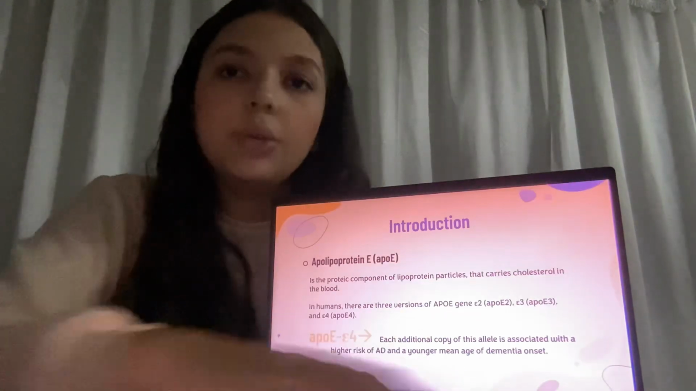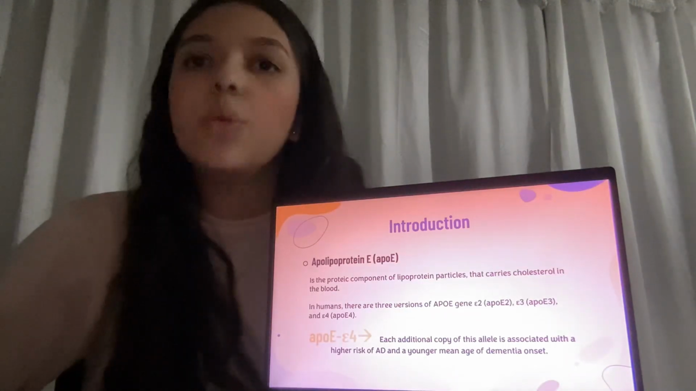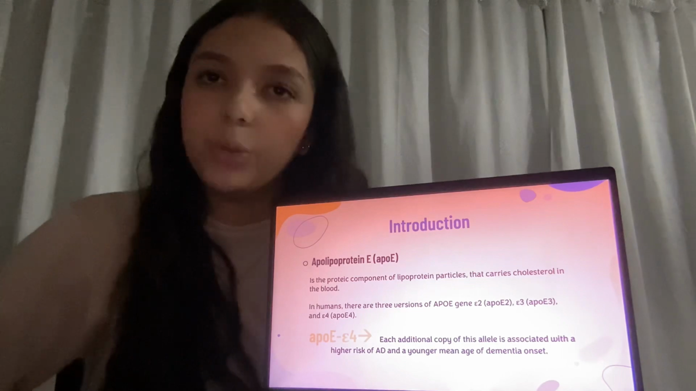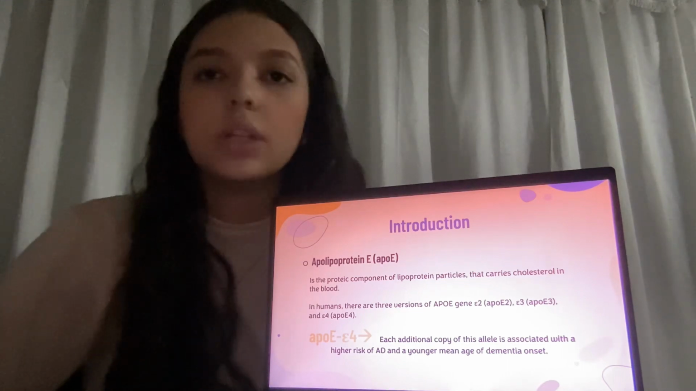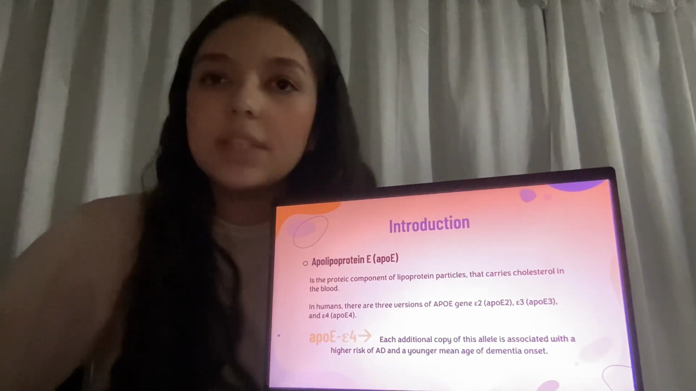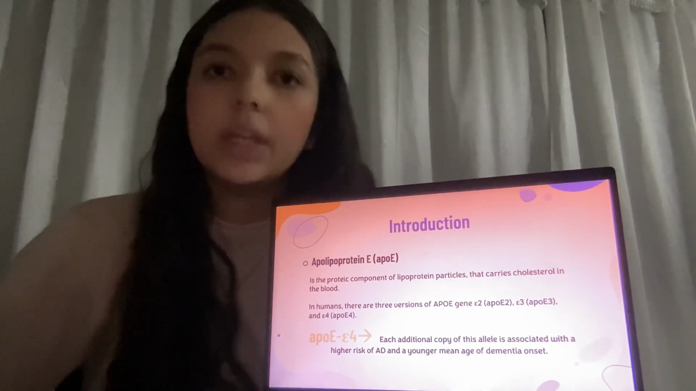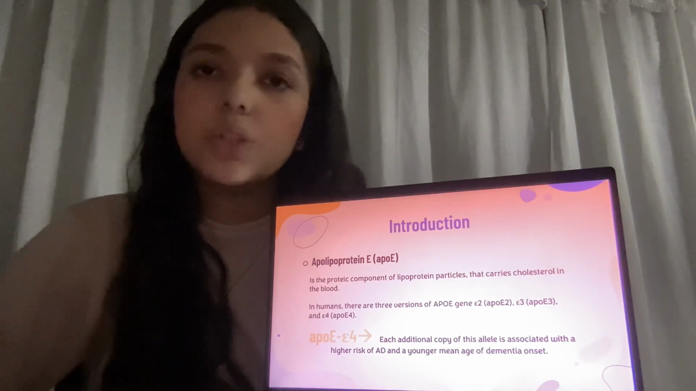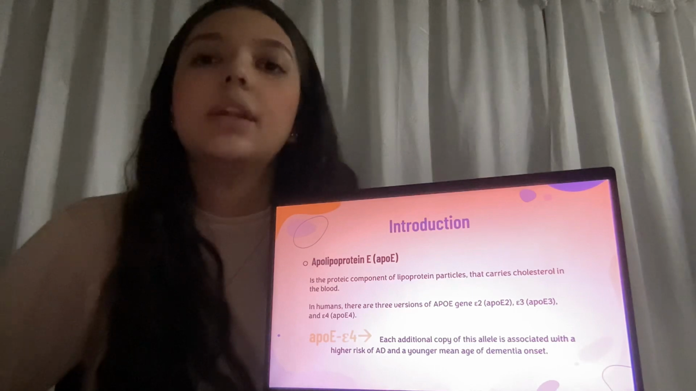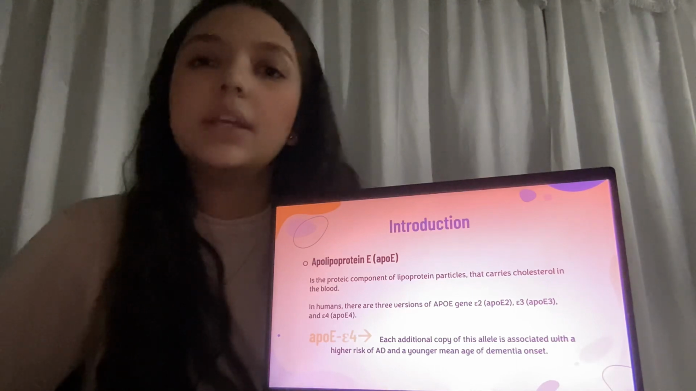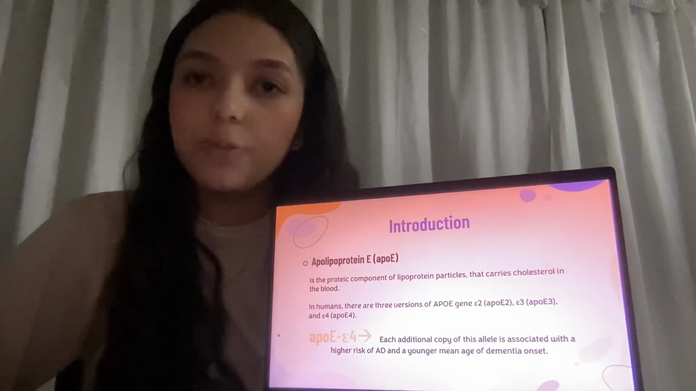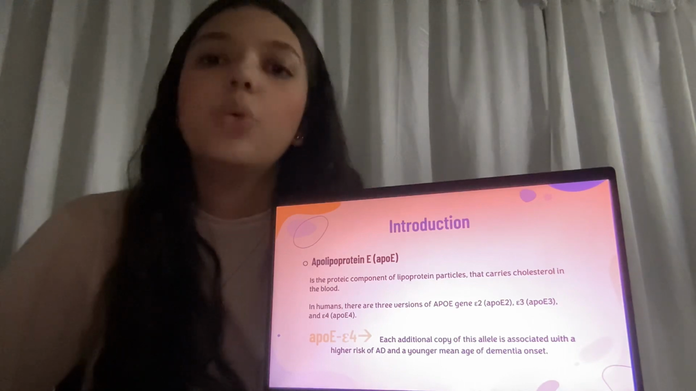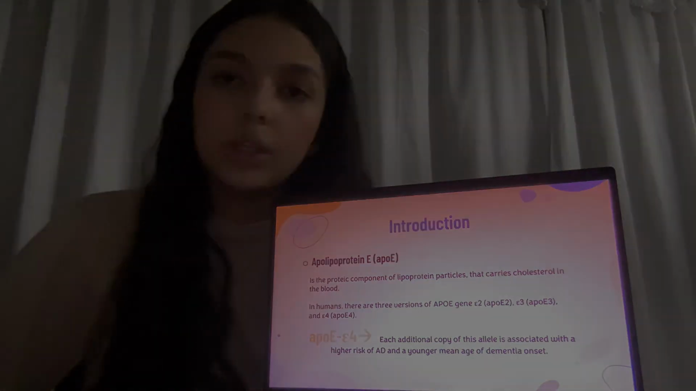On the other hand, we have apolipoprotein E, which is a proteic component of lipoprotein particles that carry cholesterol in the blood. Apo E is in the plasma as well as in the cerebrospinal fluid. And in humans, there are three versions of Apo E gene that are E2, E3, and E4. And each additional copy of the Apo E4 allele is associated with a higher risk of having Alzheimer's disease.